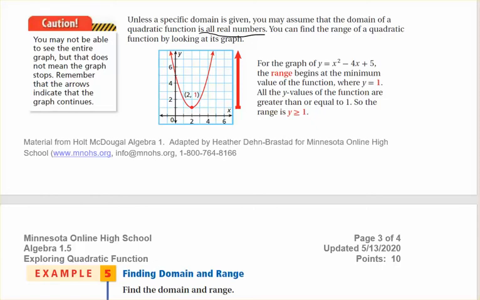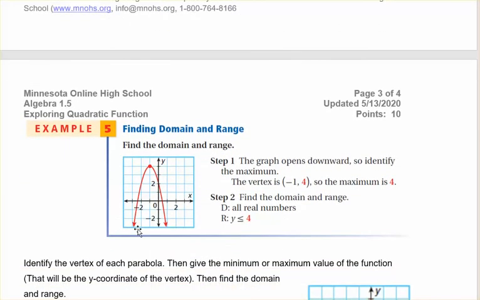The range begins at the minimum value of the function where y equals 1. So in a parabola that's opening upward, you look at the minimum value to help determine what the range will be. If you have a function, like in this one, that has a maximum value, then your domain is still all real numbers, because that's what it will always be unless it's some real-world problem where you have to limit it. So that's kind of a given.